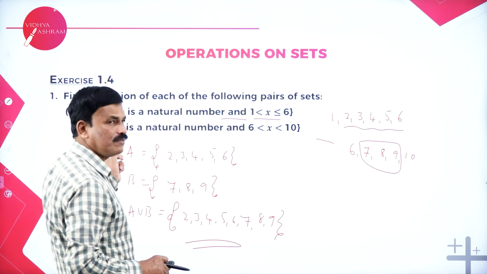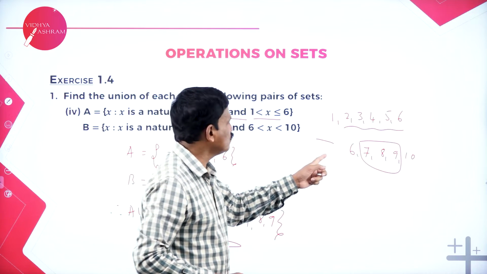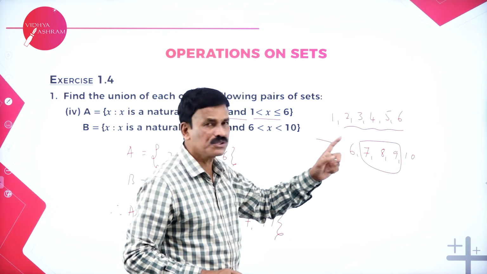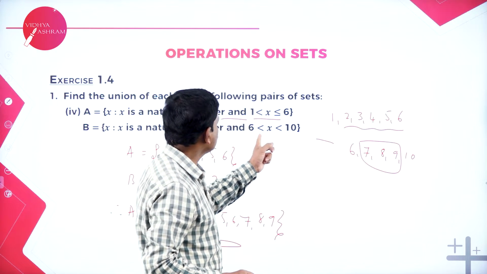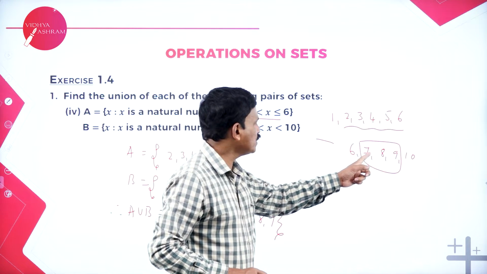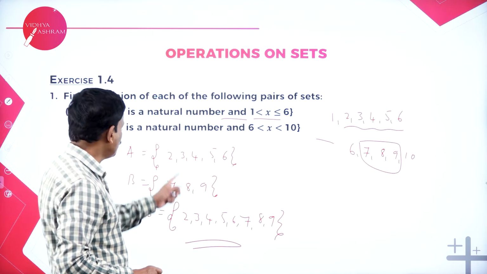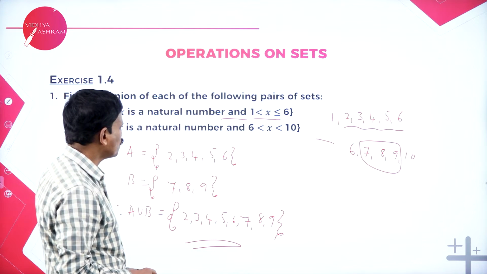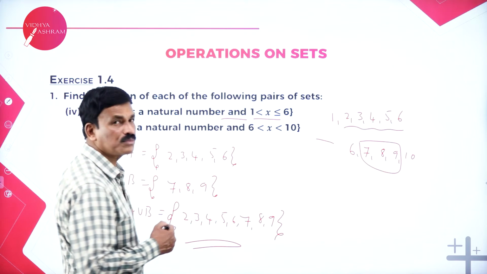Whereas another set B is nothing but a natural number which lies between 6 and 10, means all the values from 6 to 10. Write down the elements from 6 to 10: 6, 7, 8, 9 and 10. See the values which lie between 6 and 10: 7, 8 and 9. Therefore, the union of these two sets is 2, 3, 4, 5, 6, 7, 8 and 9. That's it. Okay. Now, let us come to the next problem.